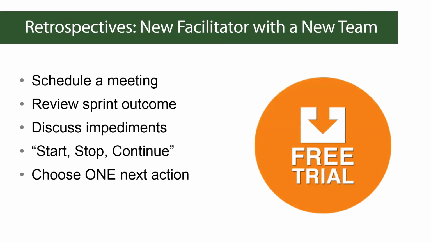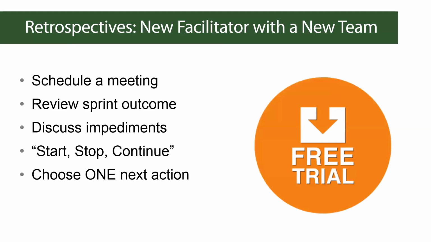We schedule a meeting. In that meeting, we review the sprint outcome and discuss impediments and issues that have arisen since we last had a retrospective. And then we do some kind of exercise to figure out what to do about that. The most stereotypically common exercise is something like start, stop, and continue. So we look back and say, what went well, what didn't go so well, what should we continue doing, and then we try to choose an action or a change or an intervention to focus on in the upcoming sprint. This is what you get out of the box, the free trial version of Agile Retrospectives.